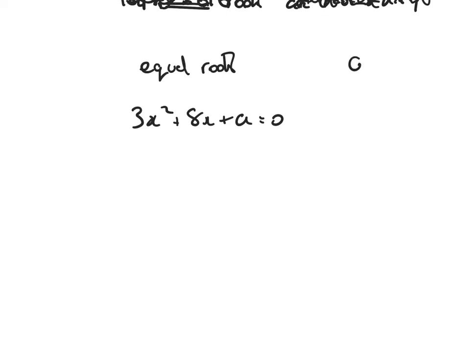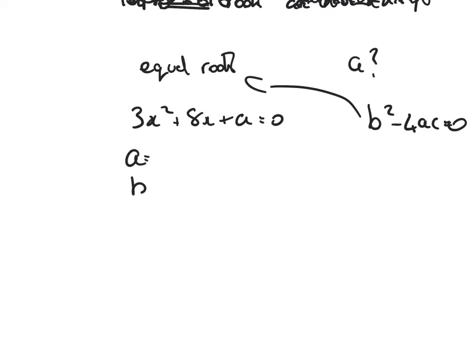For this quadratic equation, we're going to say that it's got equal roots. The quadratic equation is 3x squared plus 8x plus a is equal to 0. And the task is to find the value of a. So first of all, let's communicate what's going on. The discriminant will be equal to 0 since we've got equal roots. Let's identify a, b and c. So a is 3, b is 8, c is a.